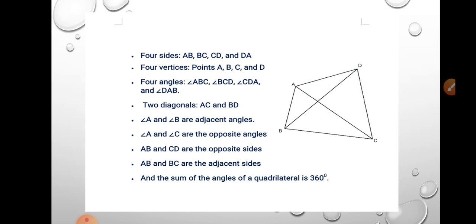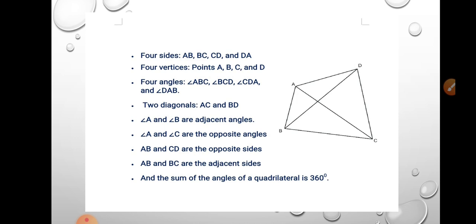It also has four pairs of adjacent angles. Adjacent angles means two angles of a quadrilateral having a common arm. Like angle A and angle B, one pair; angle B and angle C, second pair; angle C and angle D, third pair; and last, fourth, angle D and angle A.